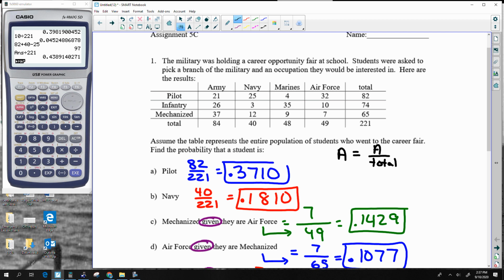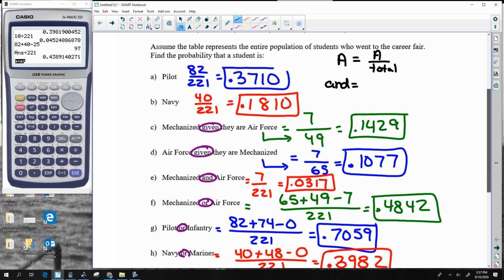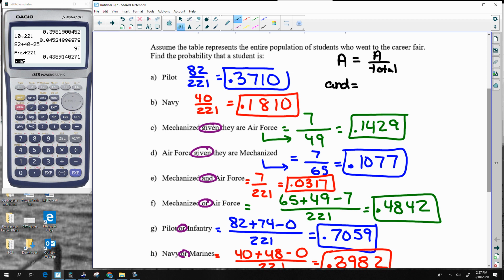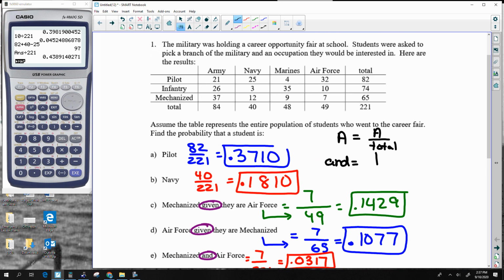Okay, and then we have the word and, like A and B. Problem E, mechanized and Air Force. What you do is you look for the intersection of the two different categories out of the total. Okay, you look for the intersection out of the total.